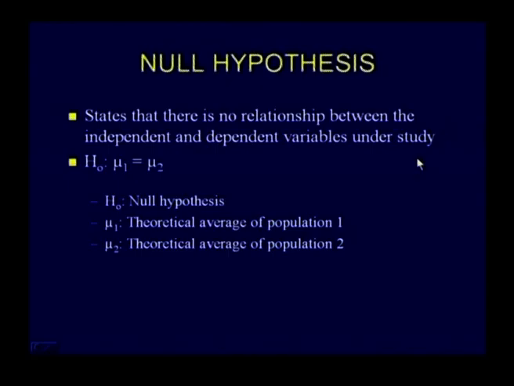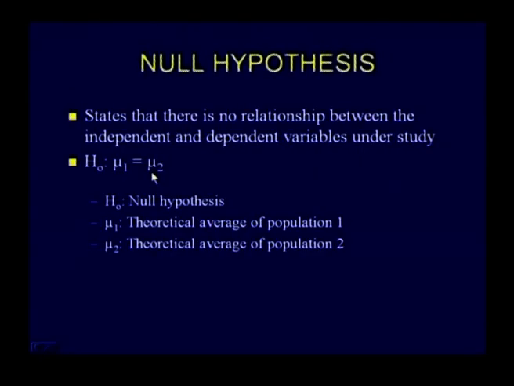So what do we mean by that? That the theoretical average of population 1 is equal to the theoretical average of population 2. And this is how we denote it. This is H naught, which means null hypothesis, colon, mu1 is equal to mu2. What does this mean? This means that there is no difference between the theoretical averages of population 1 and population 2. And that's how we denote it.